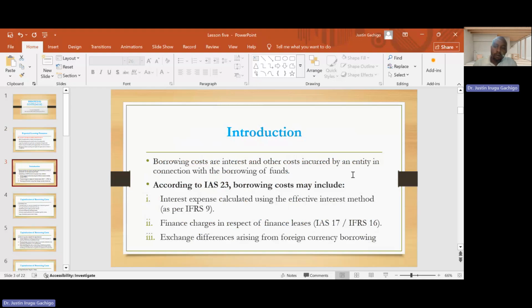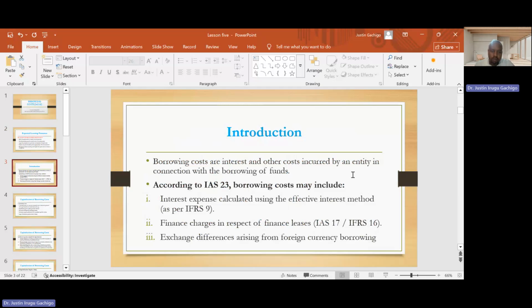Now, what are these borrowing costs? Borrowing costs are interest and other costs incurred by an entity in connection with the borrowing of funds. So when you go to any financial institution to borrow some funds, there are some expenses or costs associated with the borrowing. For example, you may find costs related to legal fees, charge fees, etc. So these are what we are referring to as borrowing cost.